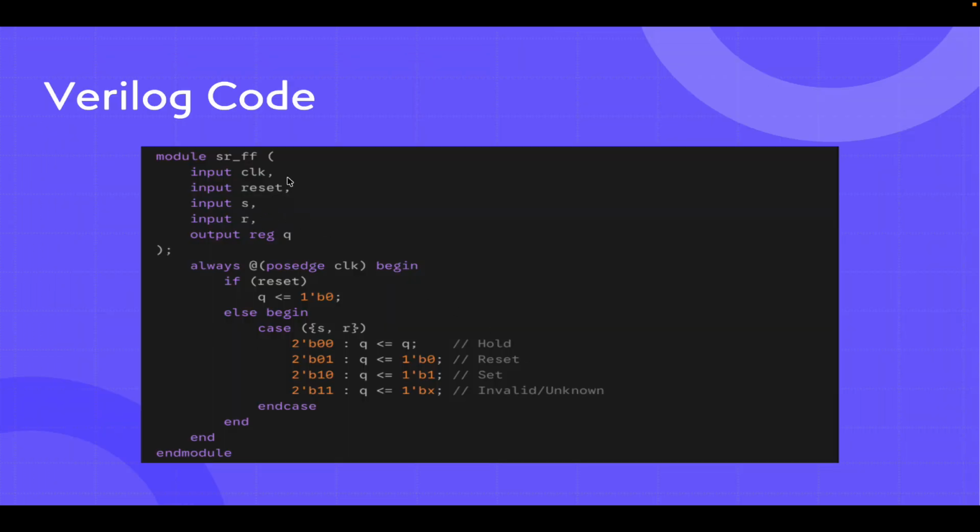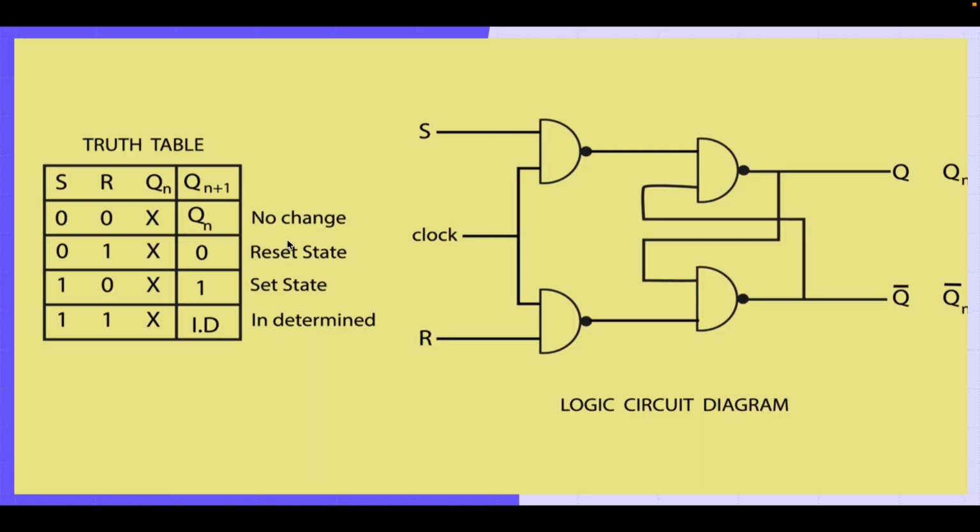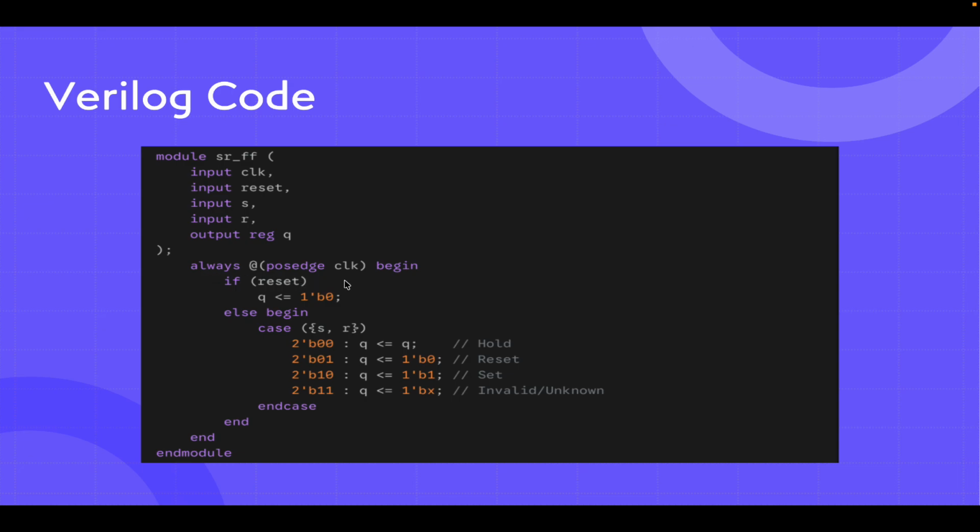So this is how you write the Verilog code for an SR flip-flop. You have the four inputs, that is S, R, reset and clock. Output reg is Q. Always at positive edge of the clock, you'll check if reset is equal to 1, Q will be 0. That means you will go back to the base state, that is 0 state. Else you will begin the case condition on S and R.